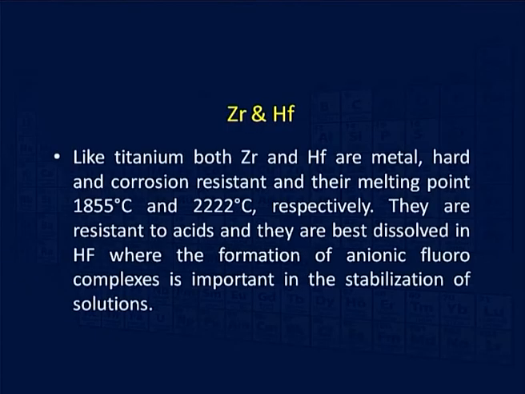As I said, we have triads comprising 3 elements in each group of the periodic table. In the first group, let us have zirconium and hafnium. Like titanium, both zirconium and hafnium are metals. They are hard and corrosion resistant and their melting point is very high. They are resistant to acid and best dissolve in hydrofluoric acid, where the formation of an anionic fluorocomplex is important for its stabilization in the solution.